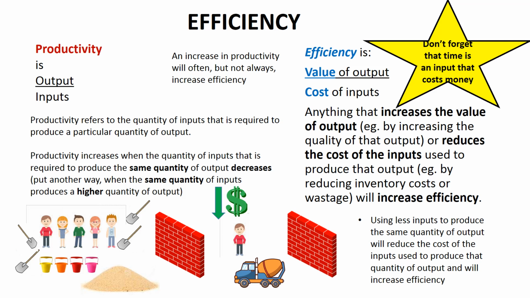However, an increase in productivity is not necessary for an increase in efficiency. For example, if we improve our quality controls so that the output produced by a production process is of a better quality, then the output will increase in value, but without any change in the quantity of inputs required to produce that output. That is, there has been no change in productivity, but there has been an increase in efficiency.